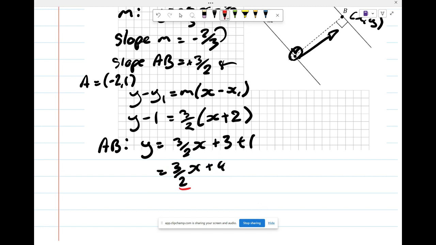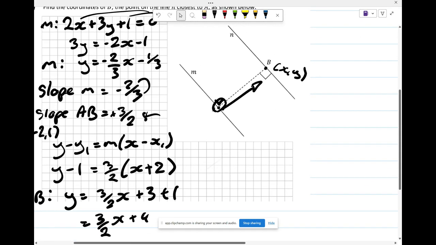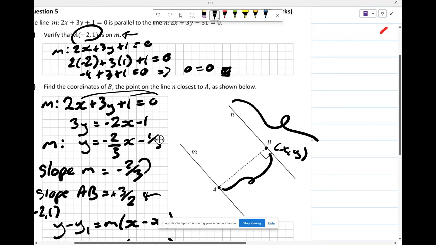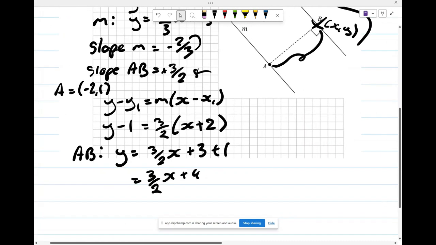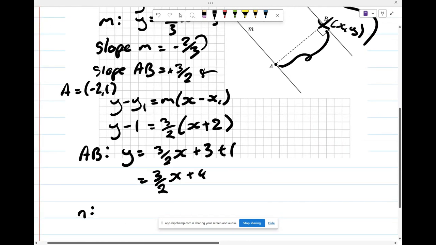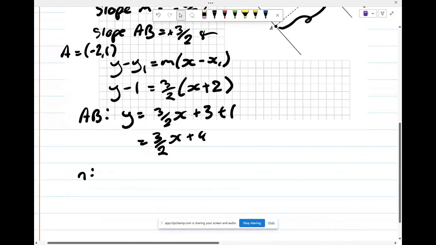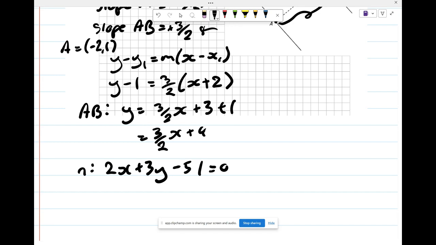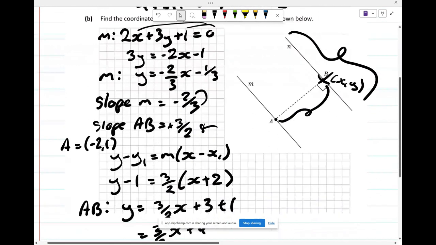So same thing, that's our m, that's our c. So we know the slope of our line, like we were saying before, is 3 over 2. So now, we're definitely on the right track. We have the equation for the line AB, and they gave us the equation for the line N, and now we just have to find their intersection and get the coordinates for the point B. So they gave us N was 2x plus 3y minus 51 equal to 0. Let me just check that's right. 2x plus 3y minus 51 equal to 0.